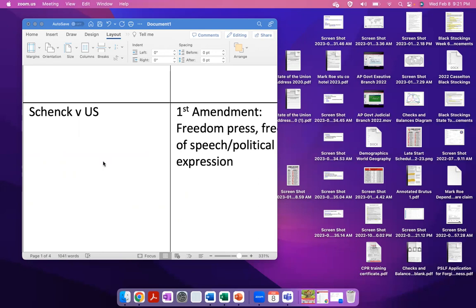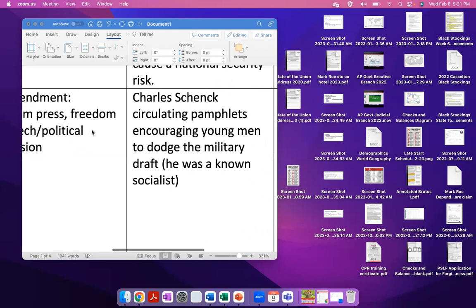It's the only First Amendment case of the required ones that you have to know where the Supreme Court is actually going to rule in favor of the national government, right? You have Charles Schenck circulating the information, encouraging people to dodge the draft. Again, he was also a known socialist, which being a socialist is not a crime, right? That's like a freedom of expression, a freedom of thought thing. So that on its own, even though it is frowned upon, I guess, in the United States, it's not illegal. Okay. But nonetheless, Charles Schenck circulates his pamphlet.